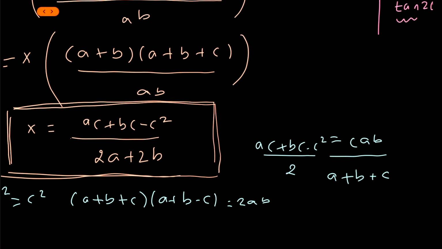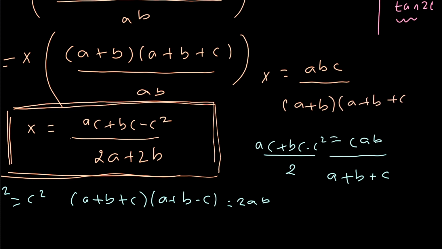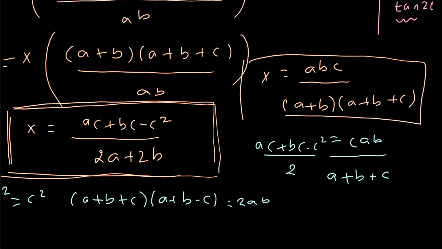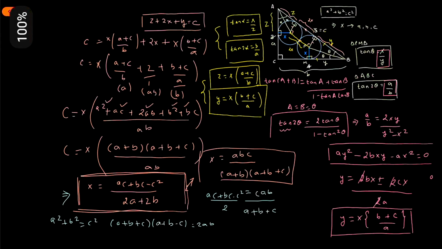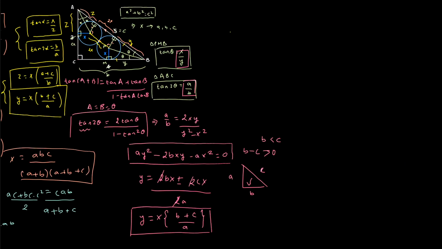The previous value was also correct, that was x equals abc upon a plus b into a plus b plus c. Even this is correct, and after some simplification we get this thing. Both of these things are correct, whichever you want to take. So now our main question was to get the value of x, that was the radius of a circle inscribed inside a right angle triangle of dimensions 3, 4 and 5. So now over here we have a equals 3, b equals 4 and c equals 5. So using this, let us find the value of x.